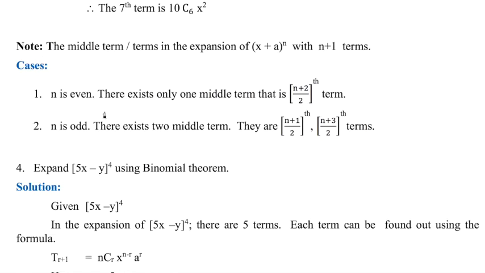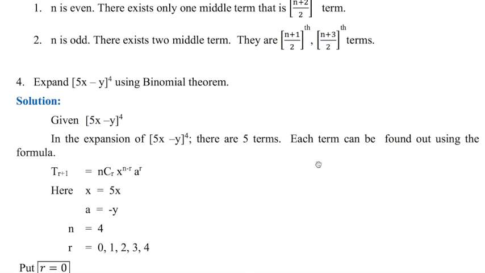Let's check this. When n is odd, that is when n is 3, (x plus y) whole cube, right? In that way, 3 plus 1 by 2, 4 by 2, second term, and 3 plus 3 by 2, 6 by 2, so 2 and 3 both are middle. n is even, take n equal to 4. 4 plus 2 by 2, there is only one middle term, right? 6 by 2, that is 3.